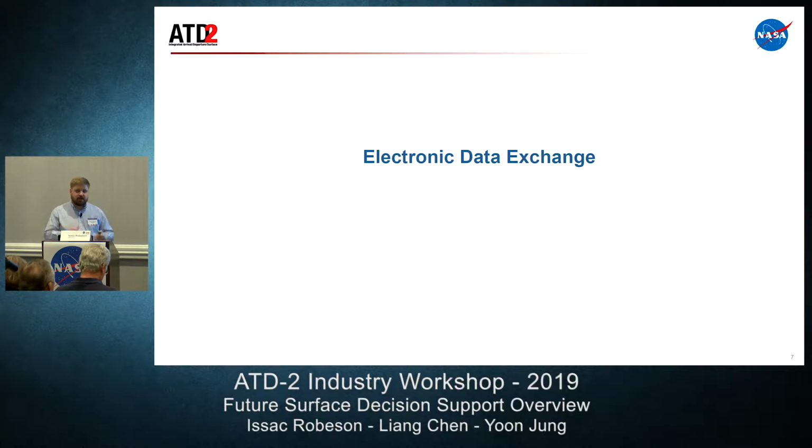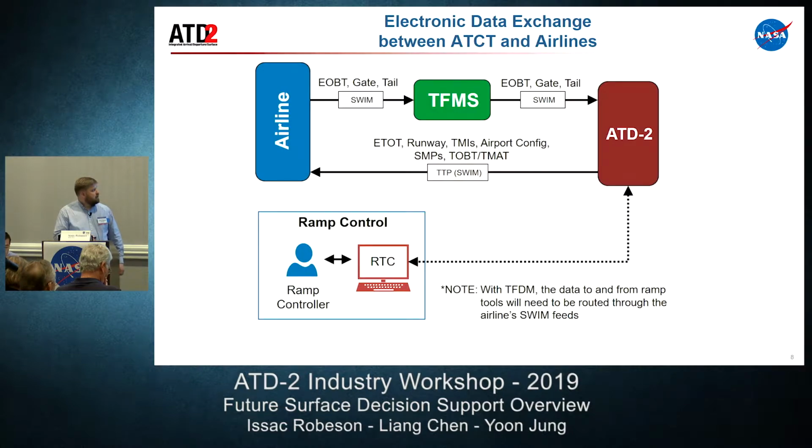So we're going to start down at the bottom with the electronic data exchange. How are we enabling electronic data exchange? How are we getting rid of phone calls, people having to pick up the phone and call each other and pass information along? We're talking back and forth between ATC, the tower, and ATD2, and the airlines. In this case, ATD2 is kind of serving as a surrogate for TFDM and what the future tower system will be. So the airlines are passing in data, the EOBTs, the gates, the tails, to TFMS.